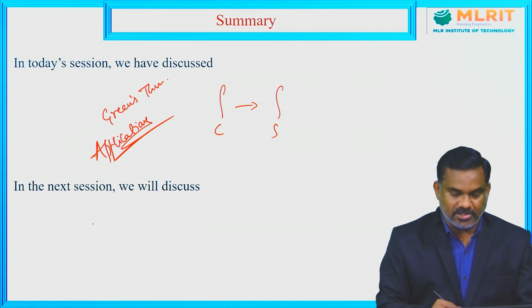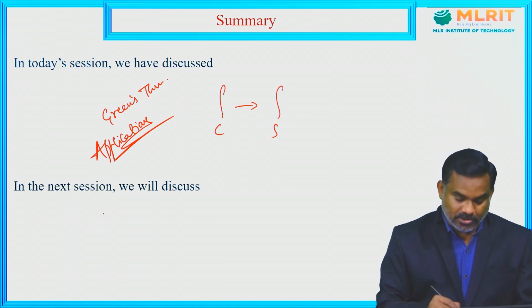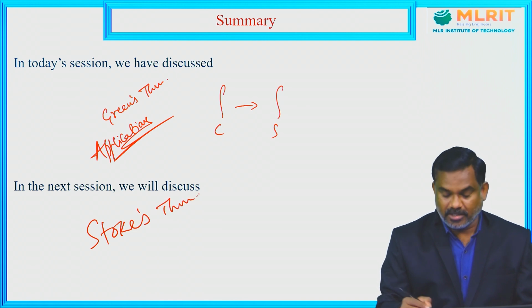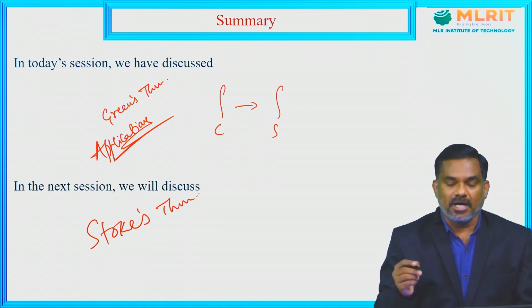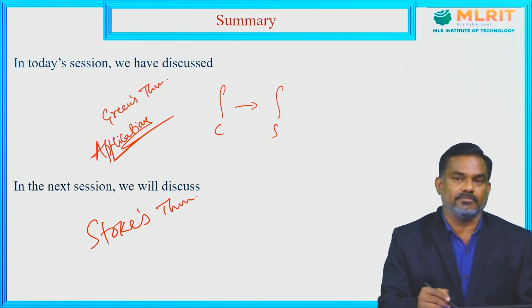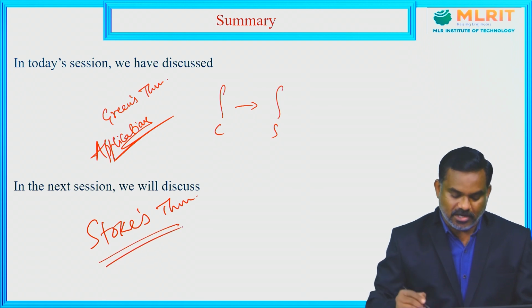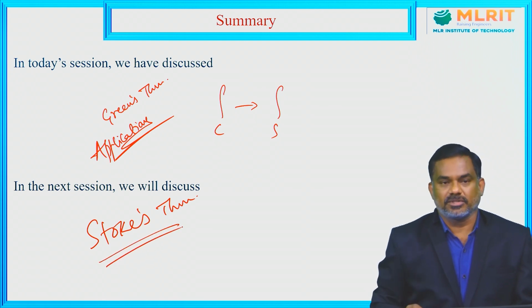So in the next session, I am going to introduce the third theorem, Stokes' theorem. In vector integral theorems, we have three theorems: Gauss divergence theorem, Green's theorem, and Stokes' theorem. Already Gauss divergence and Green's theorem and the problems were finished. Now in the next session, I am going to start Stokes' theorem and problems on Stokes' theorem. Thank you.